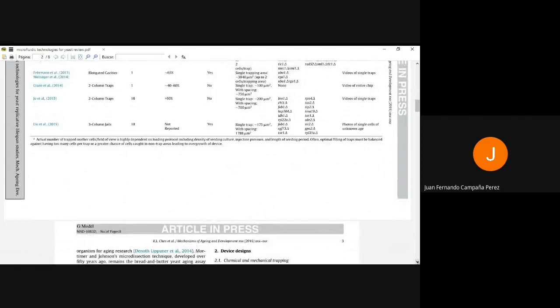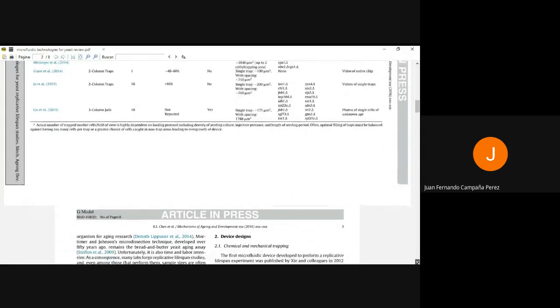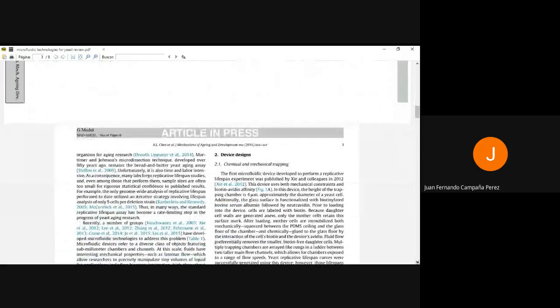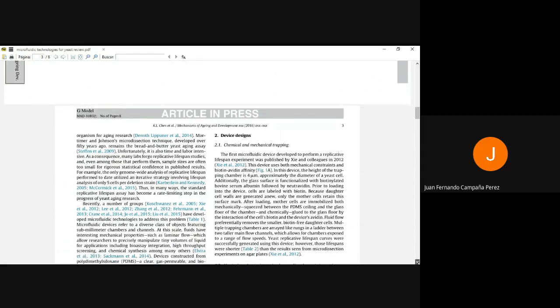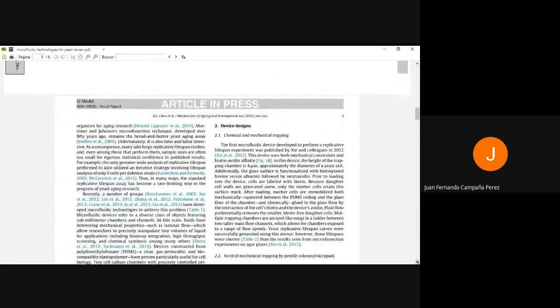A typical lifespan experiment using a microfluidic device at the standard 30 Celsius conditions lasts about 2 to 5 days. In contrast, with classical methods like microdissection experiments, the cells are incubated at 4 degrees overnight and can last up to 3 weeks. So we can see that it's better, this new technology, the microfluidic technologies.